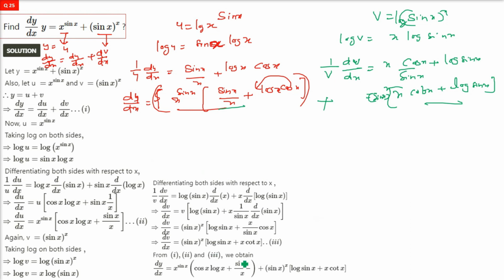If you see the result, it's nothing, just the first part added with the second part. Alright, this is your answer.